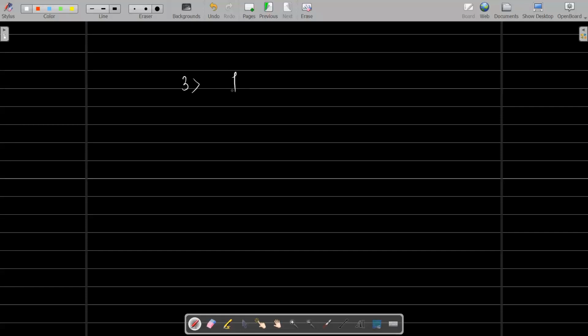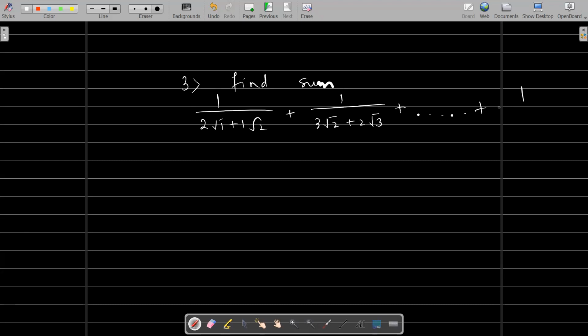Find the sum. Let us simplify the expressions. 1 by 2 root 1 plus 1 root 2, plus 1 by 3 root 2 plus 2 root 3, plus so on up to 1 by 100 root 99 plus 99 root 100.